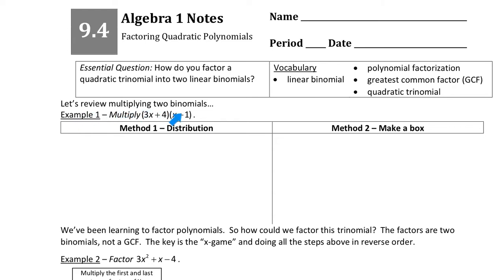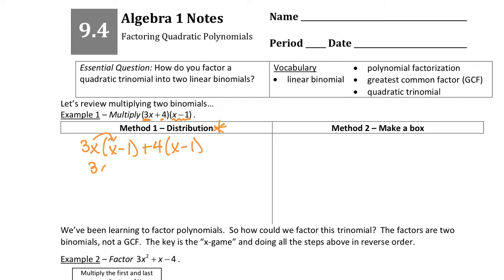Right, we're going to do a quick review here from 9.2 on how to multiply two binomials together. If you remember, our first method was the distribution method. I'm going to distribute this 3x to start with. So 3x times x minus 1. And then I'm going to distribute that 4, so plus 4 times the x minus 1. Everything gets distributed to that second binomial.